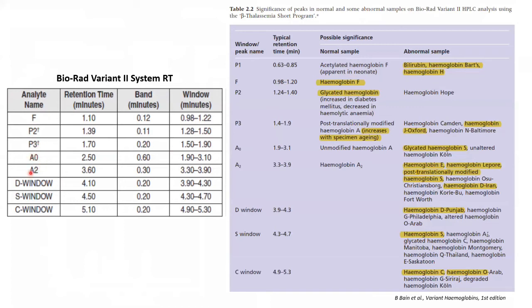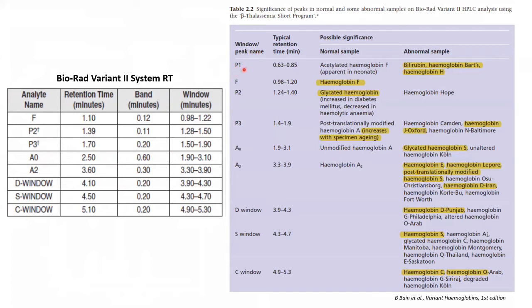Then you have the fractions of adult hemoglobin, which is hemoglobin A2. Then you have the different variant hemoglobin windows, which are the D window, S window, and the C window. Whatever abnormal hemoglobins there are, they come in these different windows, and there are differential diagnoses for variant peaks in each different window, which is given in this table.